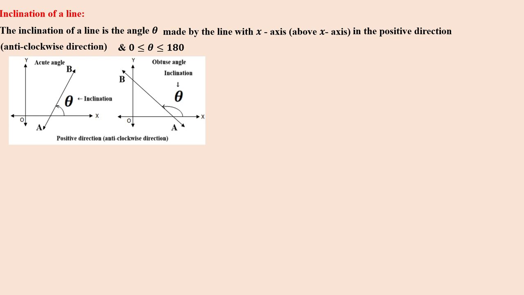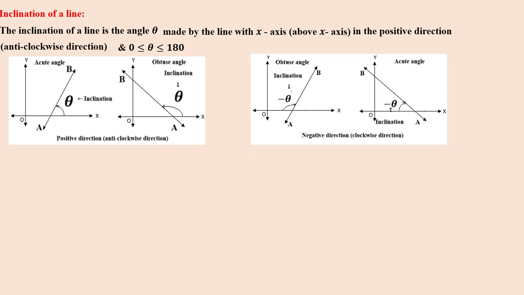AB is the line which cuts the x-axis. You are measuring the angle in the anti-clockwise direction from the x-axis to the line, right? That is theta. That is called inclination. This is positive direction and negative direction. So AB is the line which cuts the x-axis, right? So you are calculating the clockwise direction angle from the x-axis.